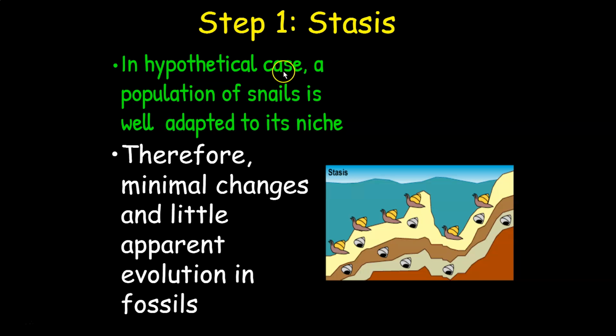So in a hypothetical case, a population of snails is well adapted to its niche, right? So we have these snails in this pond, and we can see all the shells are the same size, right? So all the ones that were before it, that had died, we can see their fossils there, and they're all the same size. So there's like no change, right? Or little change from present to past days, right? Because it's remained the same.